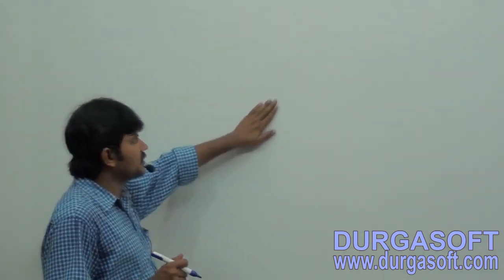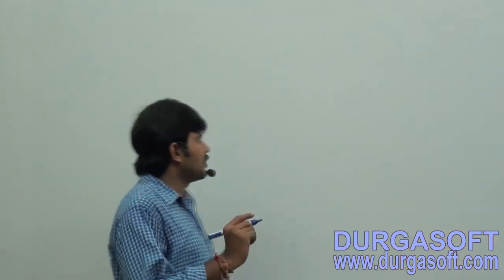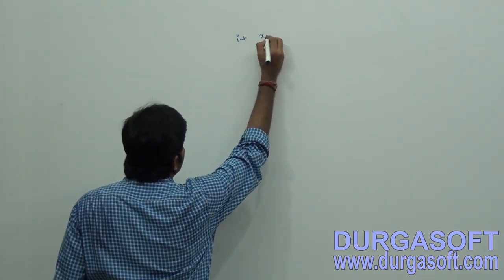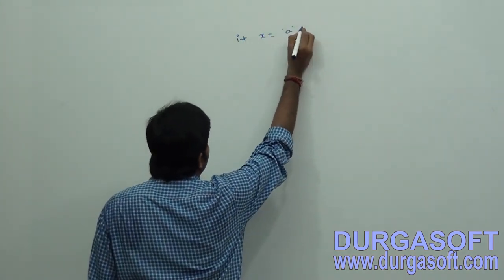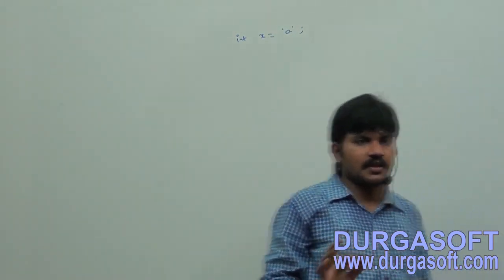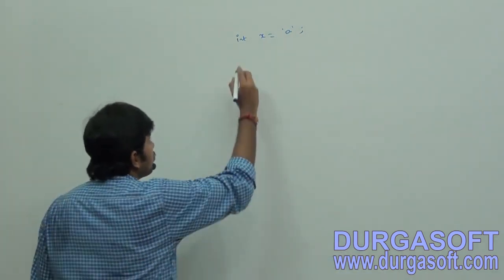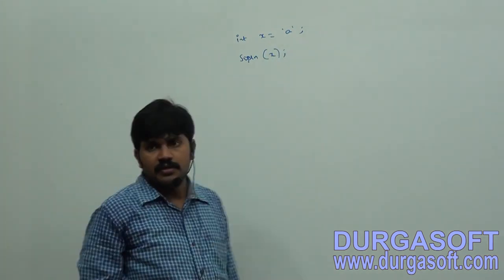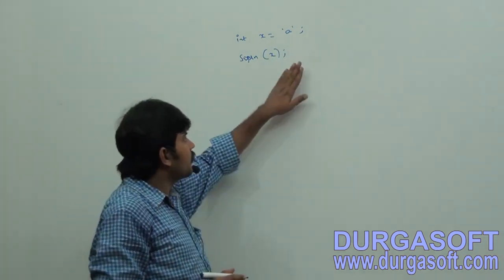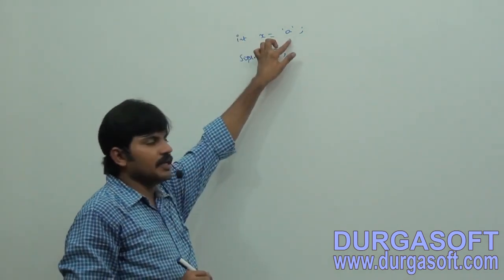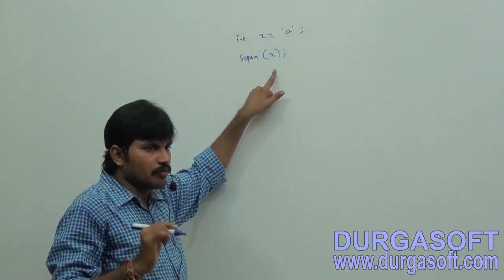In implicit typecasting, what does it mean? See, suppose I am taking int x is equal to a. Sir, listen, int x is equal to a. If I take System.out.println of x, int x is equal to a, SOP of x, can you tell what output we will get now?